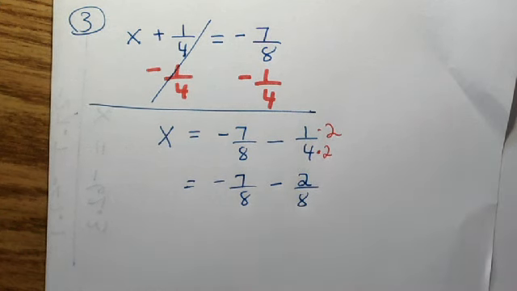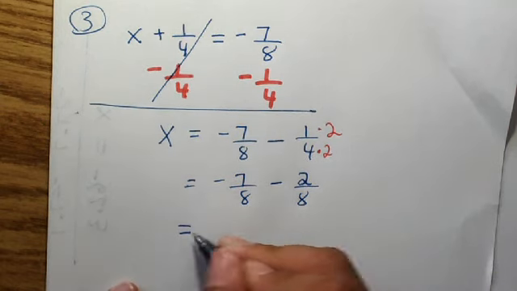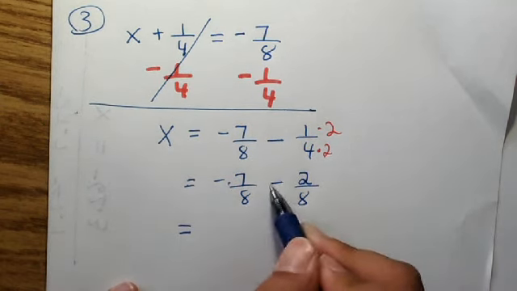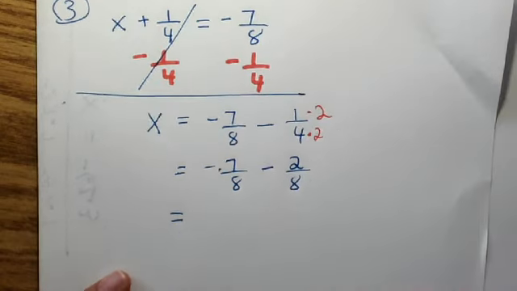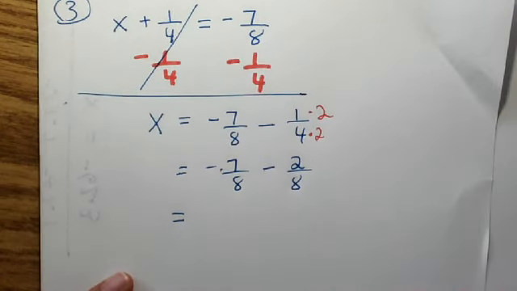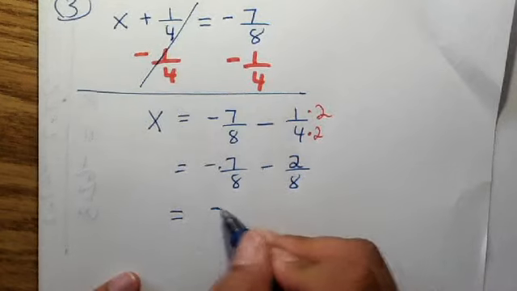And what does that give us? Negative 7 minus 2. Same sign. Add and keep the sign. It's too early for me to sing. Negative 9/8.